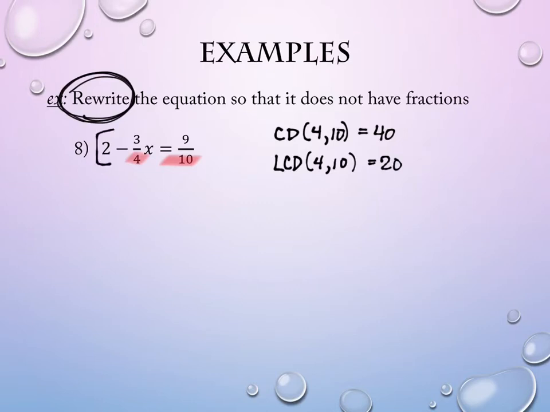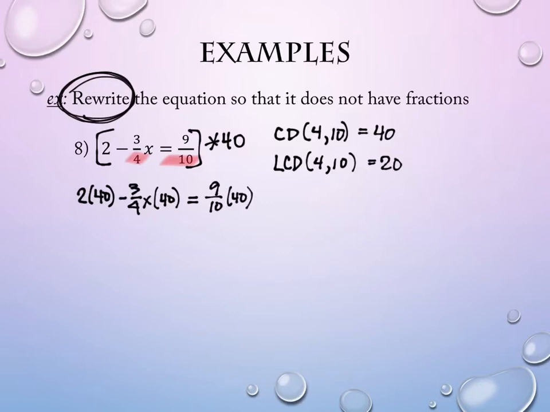So what we're going to do is multiply everything by 40. Okay? So I'm going to write it out. This is 2 times 40 minus 3/4 x times 40 equals 9 over 10 times 40. I'm allowed to do that because I'm doing it to every single piece. You want us to write it like that? You don't have to. If you can just show it like that, that's fine. The reason I'm going to write it out is because it's going to reduce, and it's easier to do the reducing if I've got it written out.